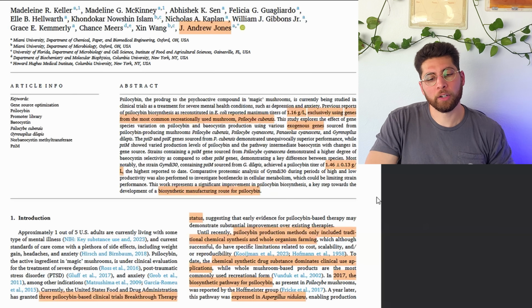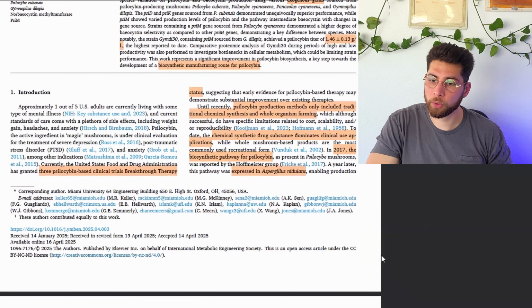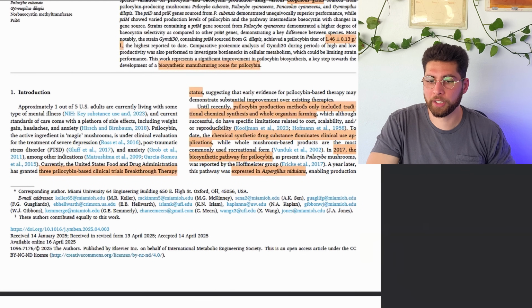And a little bit more motivation on making psilocybin specifically. It's currently part of 3 FDA clinical trials, which is really cool. And again, this section here is sort of talking about how traditional methods, chemical synthesis or whole organism farming, have their downsides.